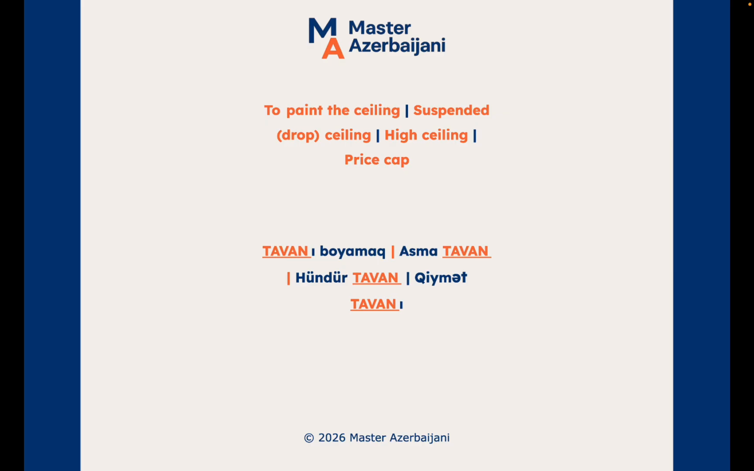Let's go back to tavanı boyamak. Tavan, you will hear way too many versions in Russian when someone means ceiling. You will hear потолок. Another thing, to paint the ceiling. To paint is boyamak in Azerbaijani. But you're going to hear Russian version a lot, which is kraskalamak. Kraska is the paint. Kraskalamak.